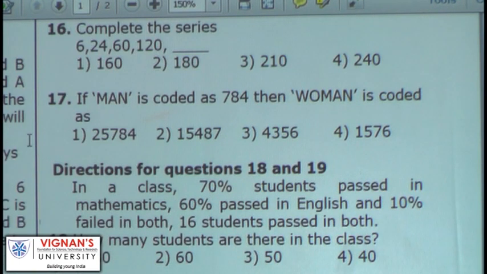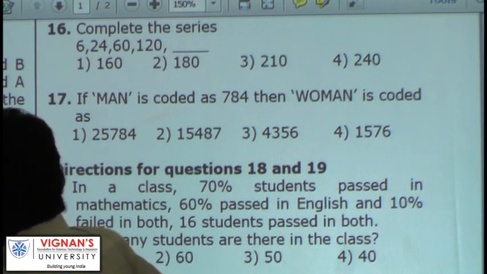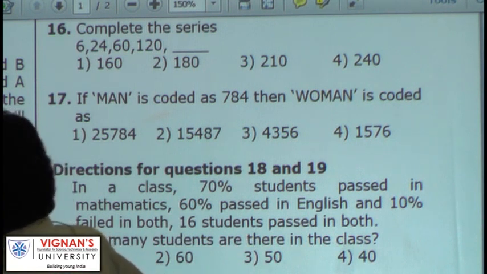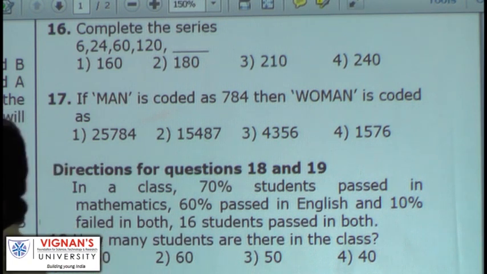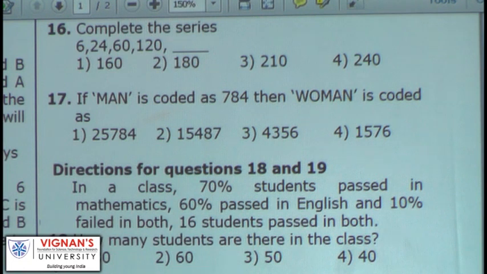What is the next number in the series? What is the series? N cube minus n. It is, the series is n cube minus n. 2 cube minus 2, 3 cube minus 3, 4 cube minus 4, 5 cube minus 5. Next comes 6 cube minus 6. 6 cube is 216. 216 minus 6 is 210.